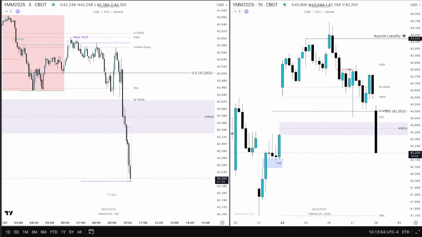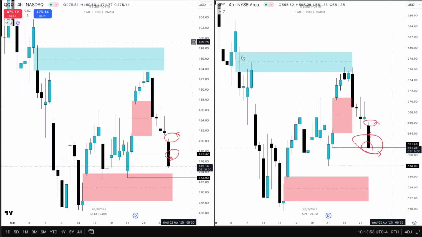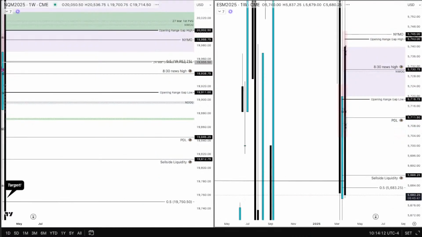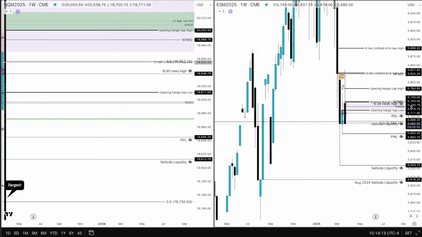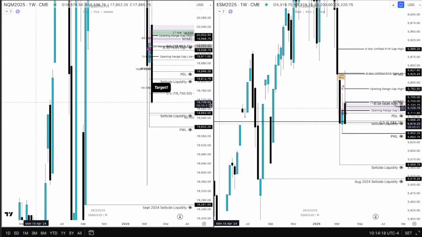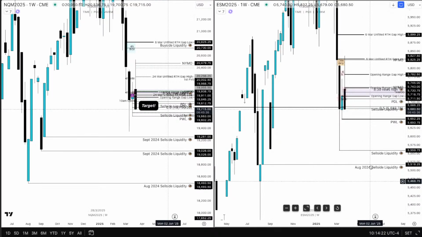Like I said before, there's still 2 high timing levels for the ES and NQ. Let's see this. Let's bring out the wiki. There you go. The September level and the August level.